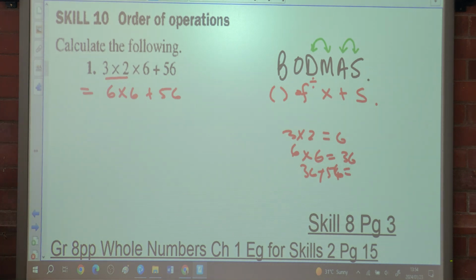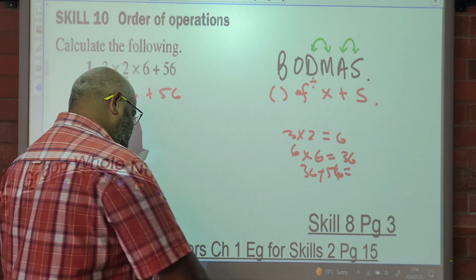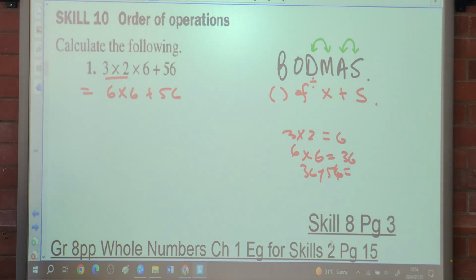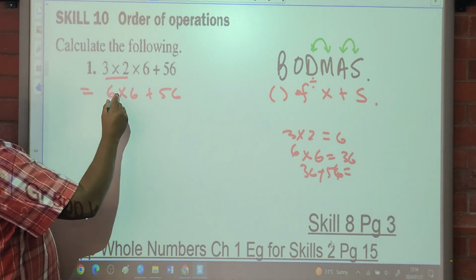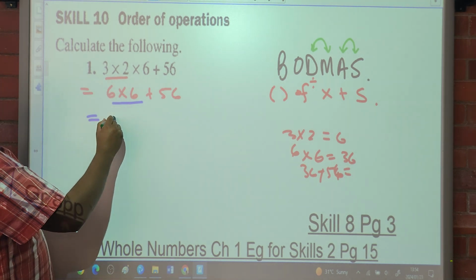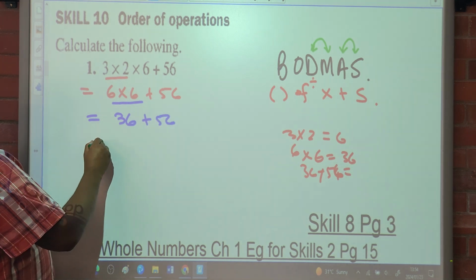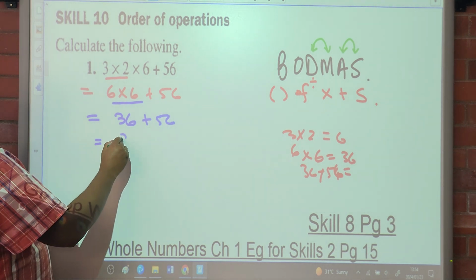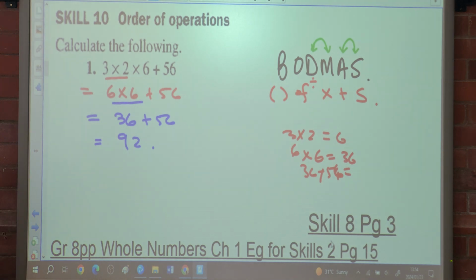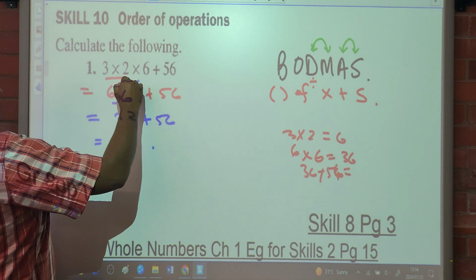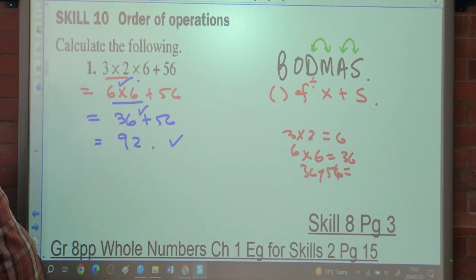You're going to lose a lot of marks. Do not do that. Do not break families up, or break sums up. We are going to keep the sums intact. Whatever we simplify, that's what we simplify, and we rewrite whatever was not touched. So 6 times 6 is 36 plus 56, and now 36 plus 56 is 92. That's what we want to see. So when we mark this, we mark it 1 mark, 3, 1 mark, 3, 1 mark.